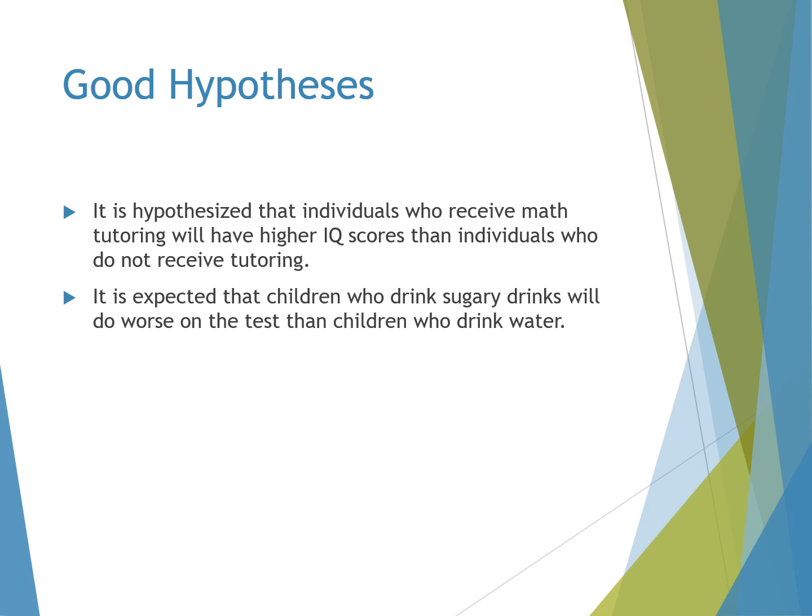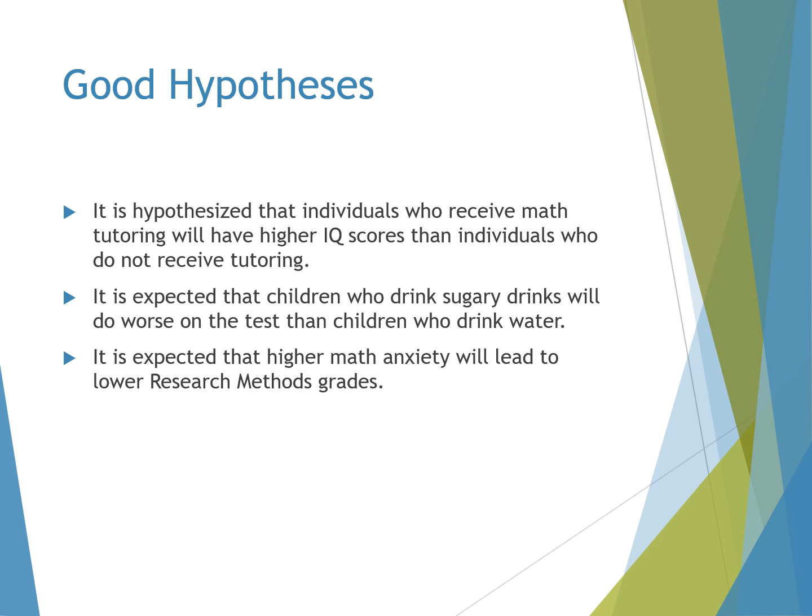It's expected that children who drink sugary drinks will do worse on tests than children who drink water. I can measure and manipulate what children drink, and I can look at children's test scores. And again, we have a specific expectation of what the relationship between drinks, which is one variable, and test scores, which is the other, and we've explained a clear relationship there.